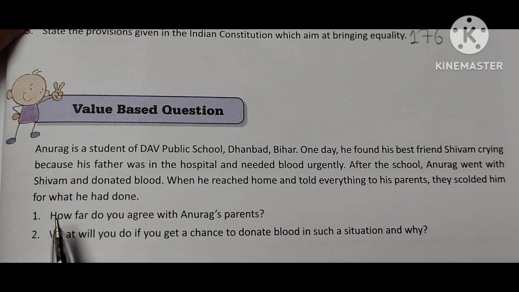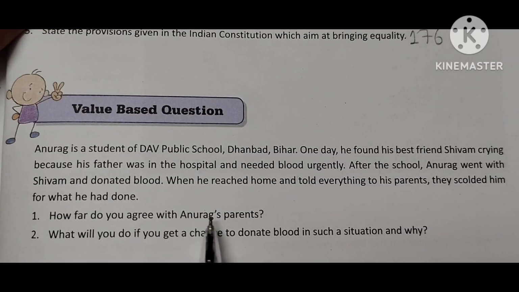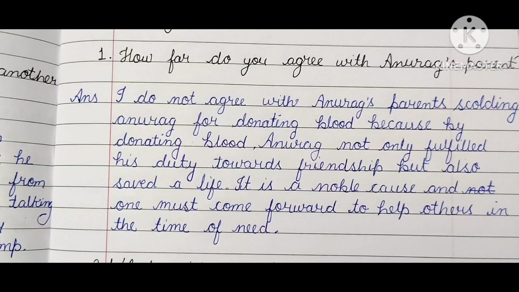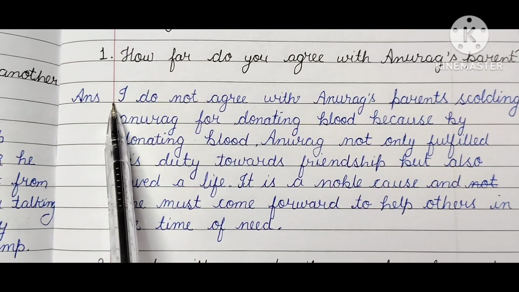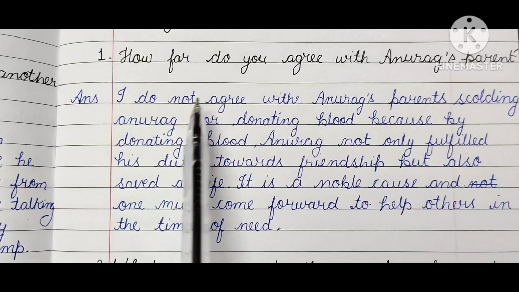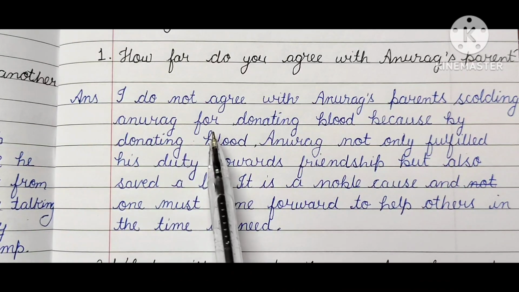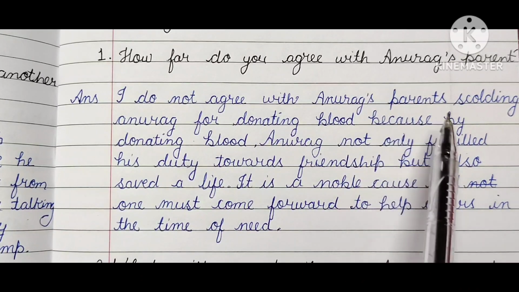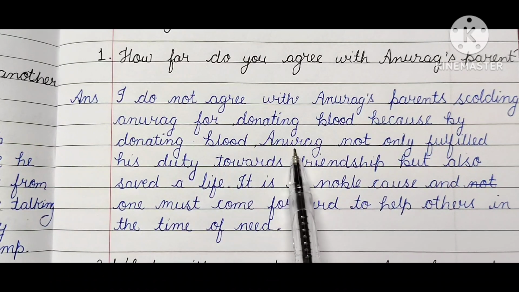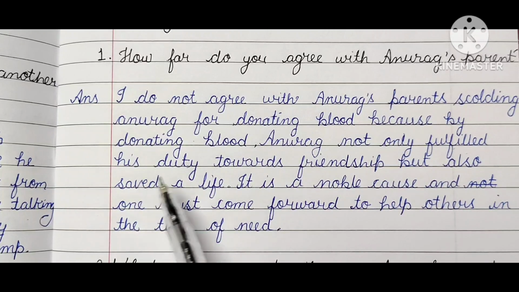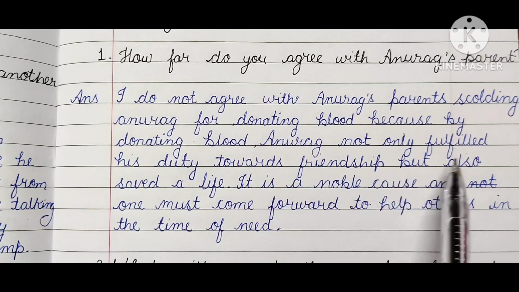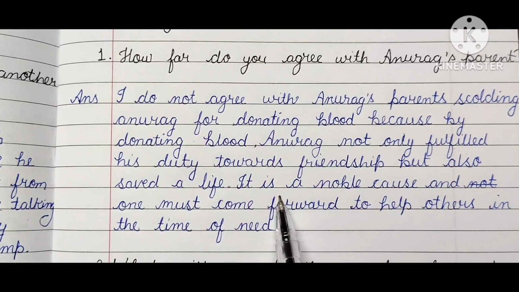Value-based question. First, how far do you agree with Anurag's parents? Answer. I do not agree with Anurag's parents scolding Anurag for donating blood because by donating blood, Anurag not only fulfilled his duty towards friendship but also saved a life. It is a noble cause and one must come forward to help others in the time of need.